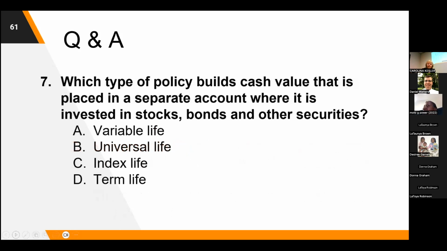Which type of policy builds cash value that is placed in a separate account where it's invested in stocks, bonds, and other securities? What goes with separate? Variable. Yes. Variable.